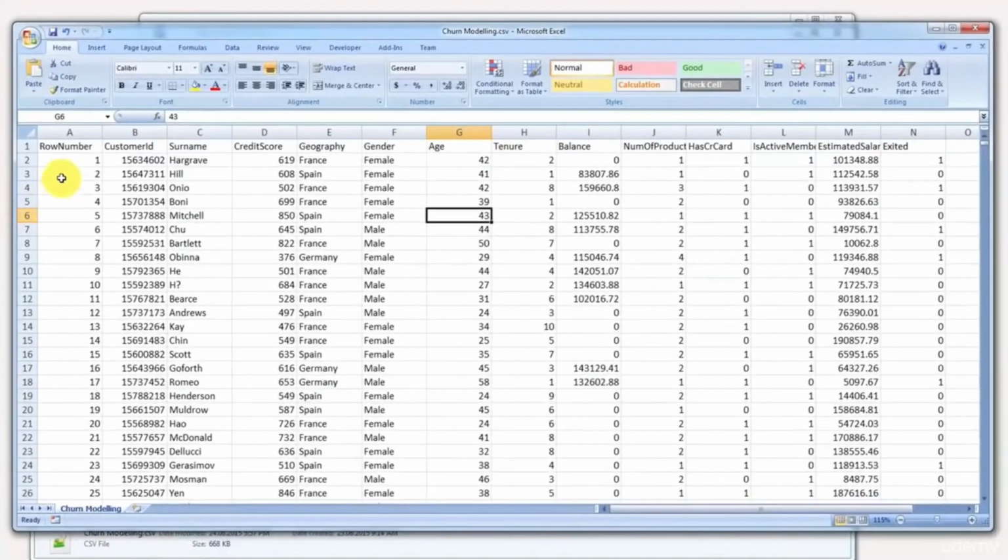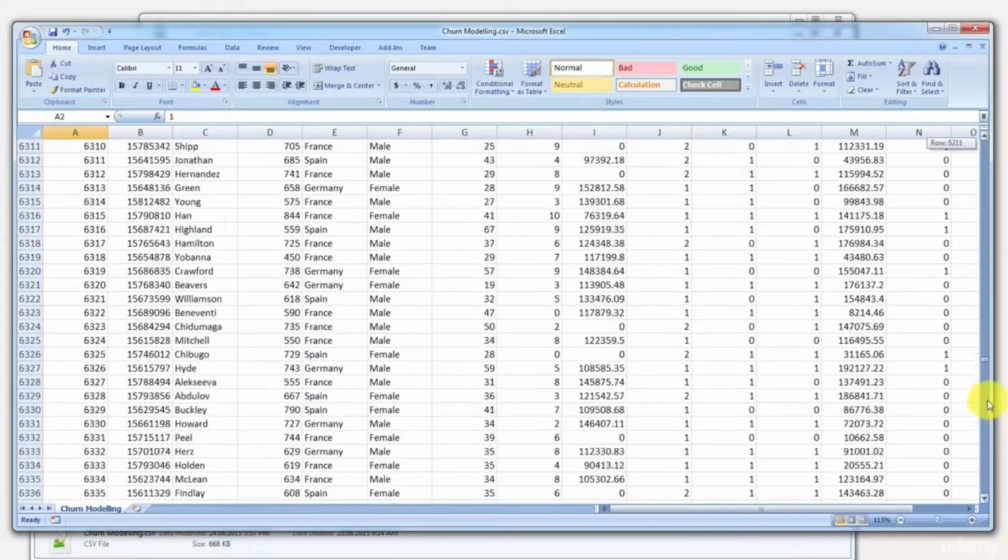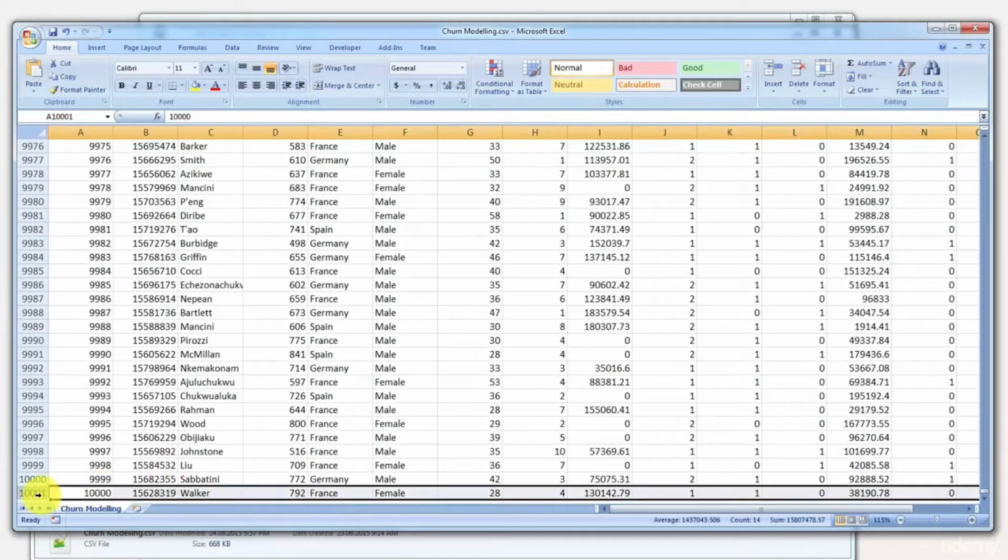Okay, off we go. So this data set has got a few columns. It's got row number, customer ID, surname. So what we're looking at is a data set of a bank. Of course, it's all fictional. It's not a real bank, but it's very realistic. And here we've got a snapshot of, if you scroll down to the bottom, 10,000 customers. So 10,000 rows in this data set.